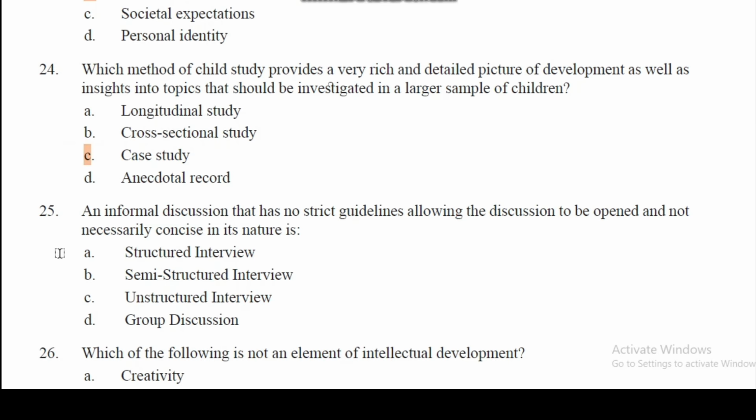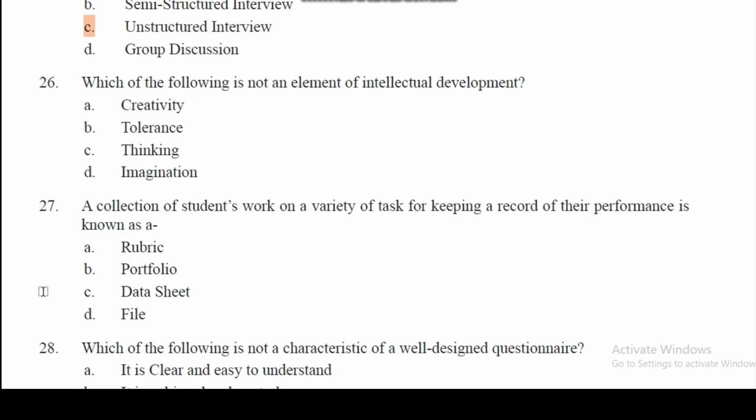25. An informal discussion that has no strict guidelines, allowing the discussion to be open and not necessarily concise in its nature, is. Answer C. Unstructured interview. 26. Which of the following is not an element of intellectual development? Answer B. Tolerance. 27. A collection of students' work on a variety of tasks for keeping a record of their performance is known as a. Answer B. Portfolio.